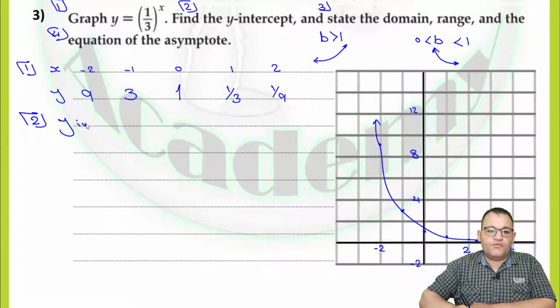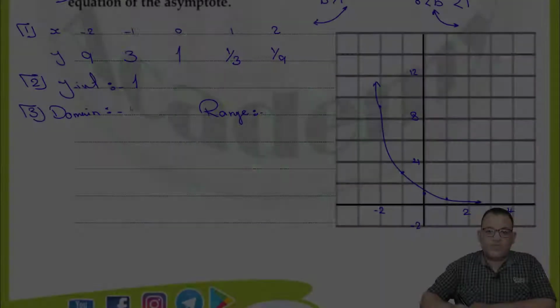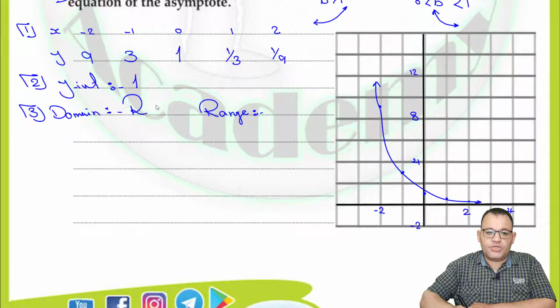Now we need to find number 2, the y-intercept. The y-intercept is the value of y when x is equal to 0. When x is equal to 0, y is equal to 1. Number 3, we need to find the domain. We said the domain for any exponential function is R, and the range is y greater than 0.